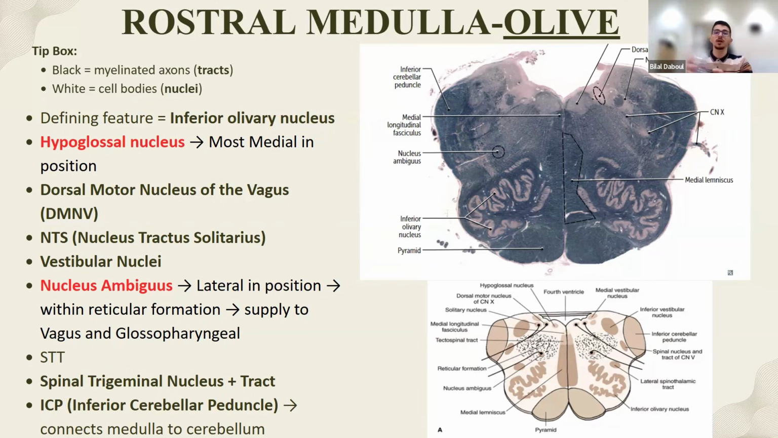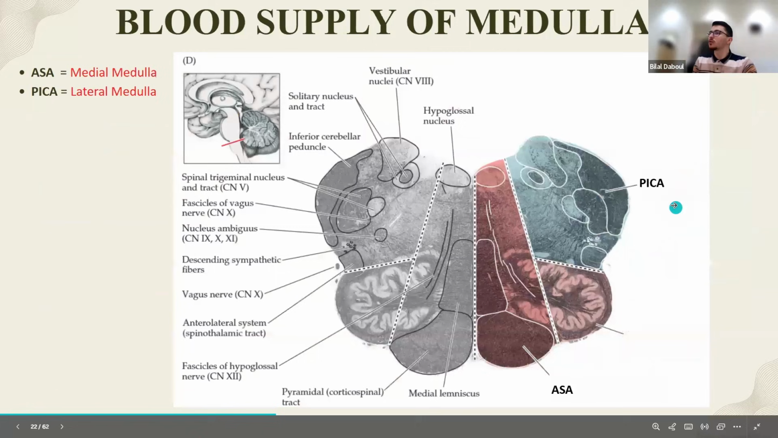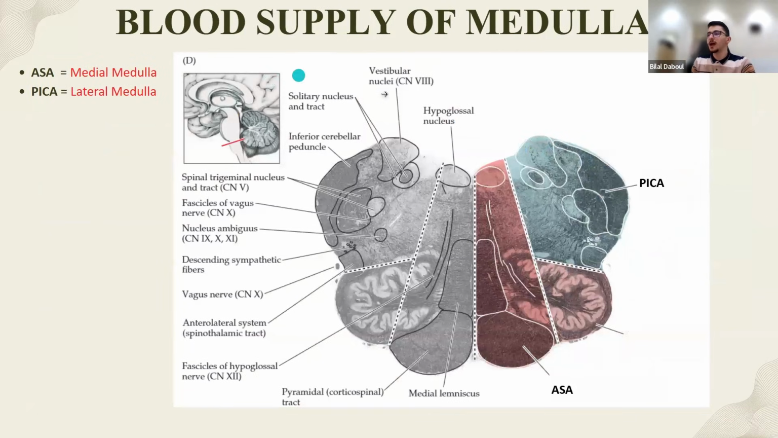So let's say I have a water bottle here. Okay, I want to grasp it accurately. The ability to grasp it accurately is a function of the cerebellum. If I overshoot or undershoot, that's dysmetria, and this is indicative of either a lesion that affects the ICP, the inferior cerebellar peduncle, one of the peduncles, or the cerebellum itself. Again, it connects the medulla to the cerebellum. That's it for the rostral medulla. Now we get to blood supply.